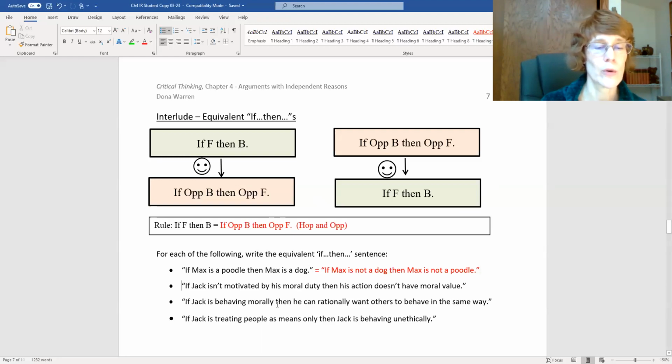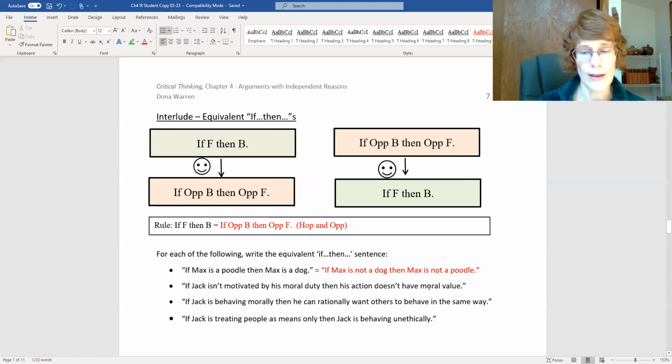Take a look at the next one. If Jack isn't motivated by his moral duty, then his action doesn't have moral value. Take the contrapositive, or the hop and op of that conditional, decide what that is, pause for a moment, and come back when you're ready.